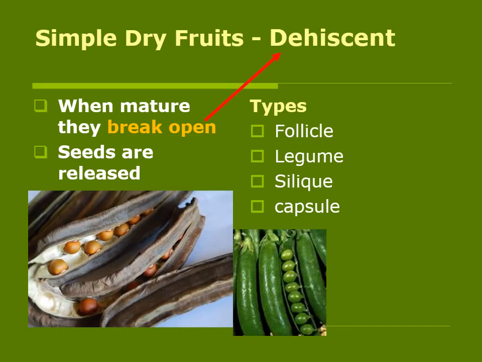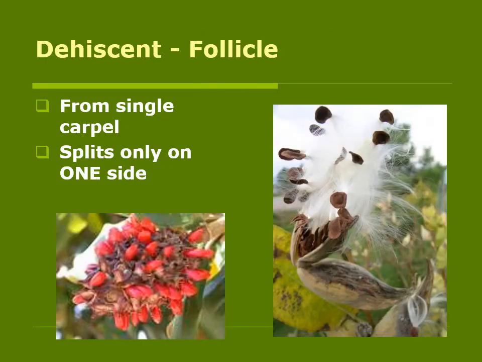So dehiscent fruit, when they're mature, they break open and the seeds are released. So we're going to talk about the different types: follicle, legume, calyx, capsule. So follicle, these form from a single carpel and they split on only one side. The classic example is milkweed, as you see over here. It looks almost like a boat, like a canoe.